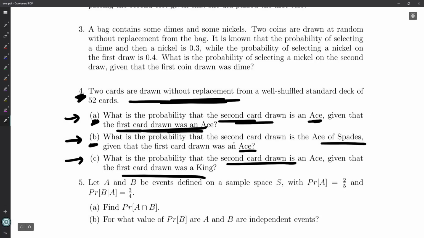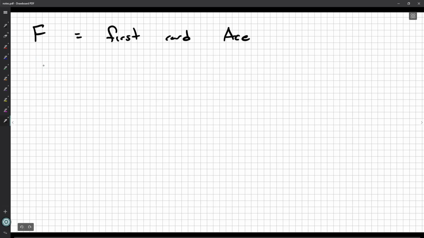How about B? So what was the probability the second card drawn is specifically the ace of spades, given that the first card drawn was an ace? So again, you could approach it either way. Okay. But, well, we need the second card drawn to be the ace of spades. How many ways are there to do that? So maybe make events. So we'll say, let's say F, first card ace. Now, is that really all I need? Right? We're assuming the first card was an ace, but we're interested in the second card being the ace of spades. Maybe we'll call it P for spades.